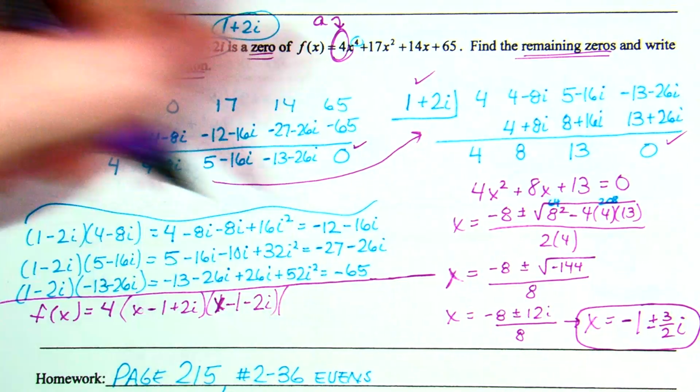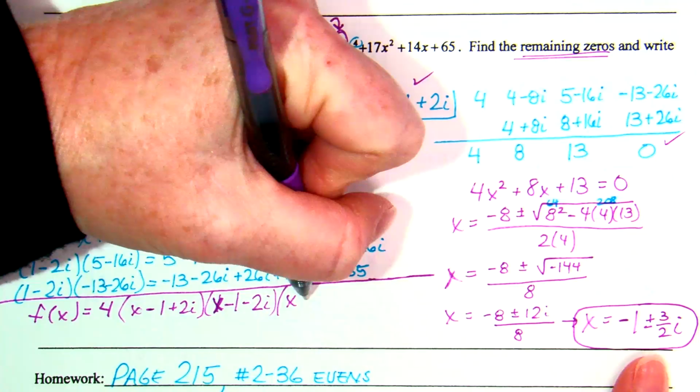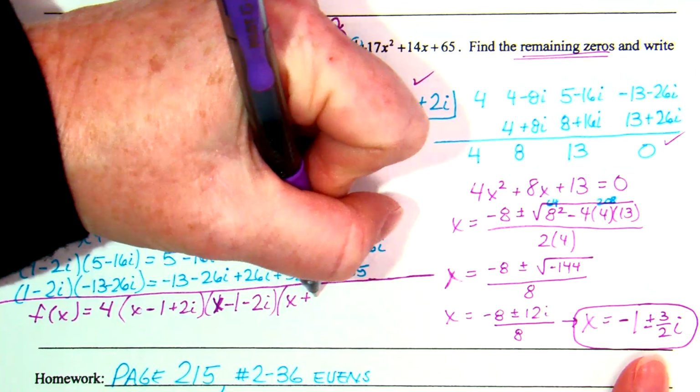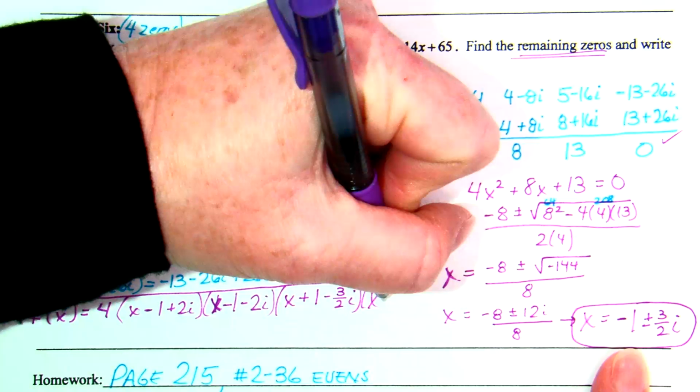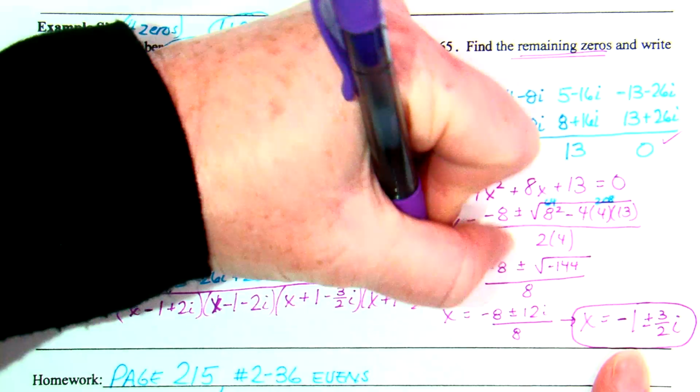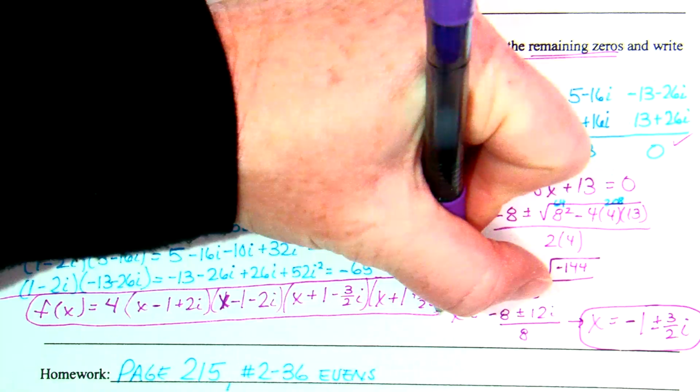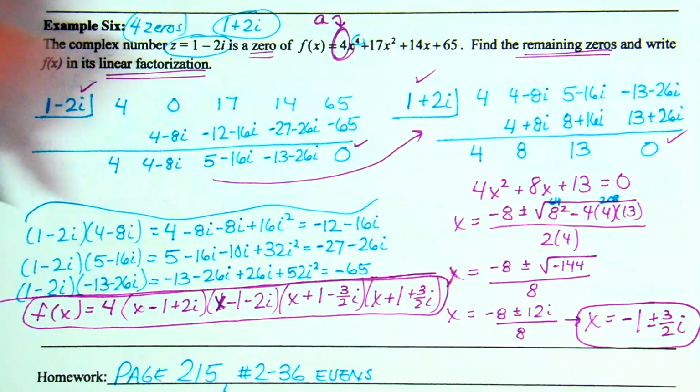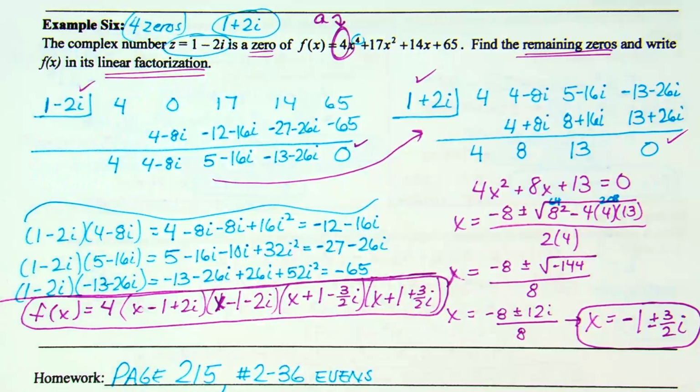The next two are negative 1 plus 3 halves i and negative 1 minus 3 halves i. If we worry about negative 1 plus 3 halves i, it's going to be x plus 1 minus 3 halves i. And then if we use the negative 1 minus 3 halves i, x plus 1 plus 3 halves i. This is one way to express your answer.